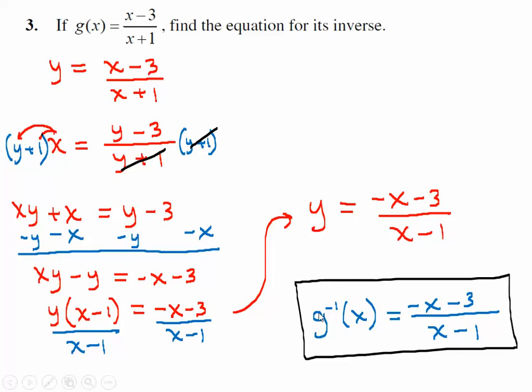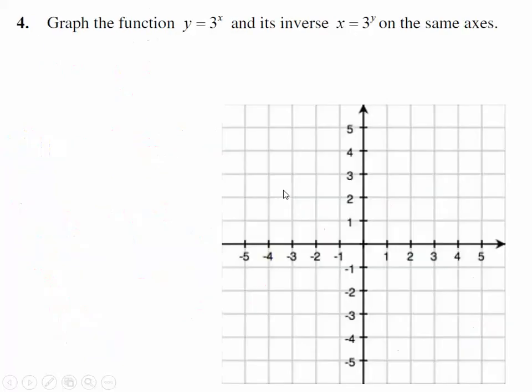All right, number 4, last one for this section here. So we want to graph y is equal to 3 to the x. Then we want to graph its inverse on the same axes. Hey, we already graphed 3 to the x. Remember, maybe a little chart. Remember how we made a little chart like this?